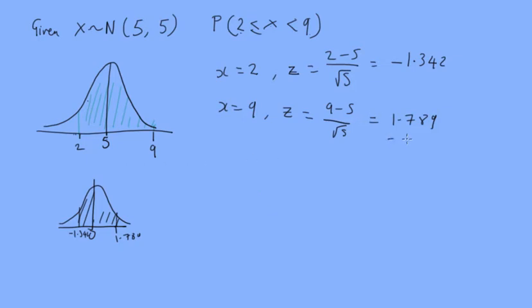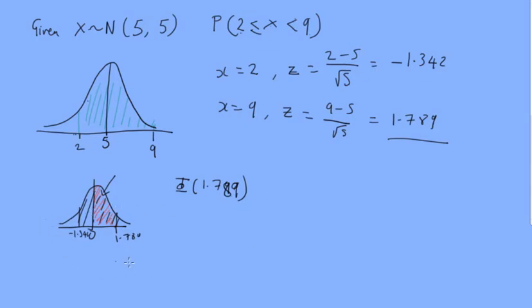So for this one, we'll find the area for the right hand side. So we're going to find this area first. So that area is going to be the phi function for 1.789. So that would be this whole area here. But we're going to take away this.